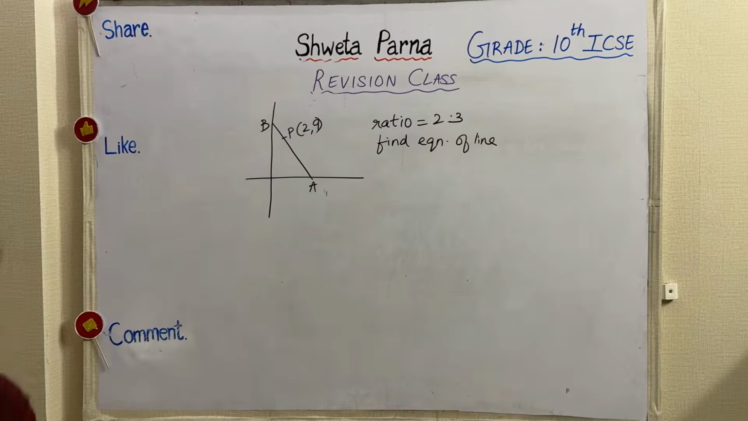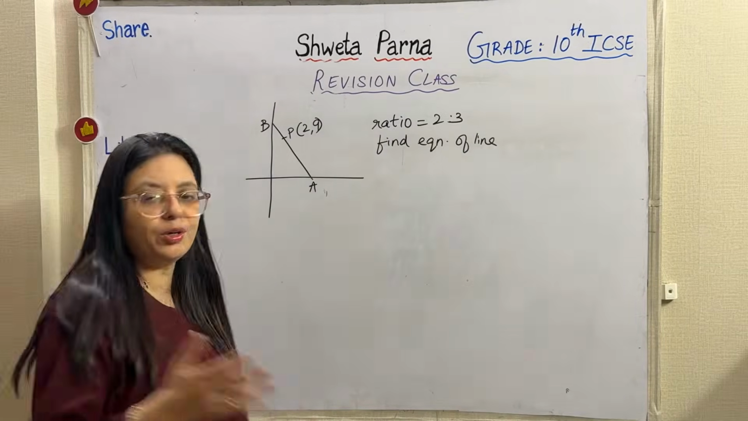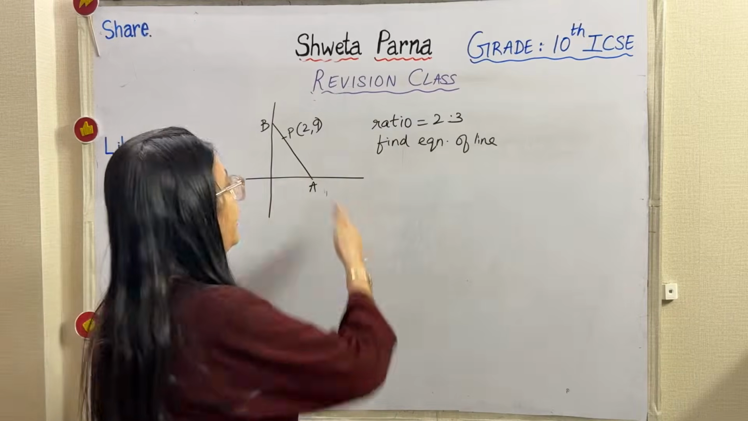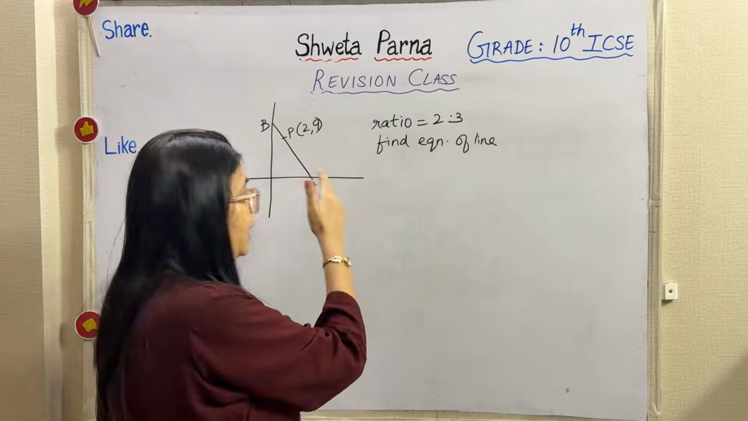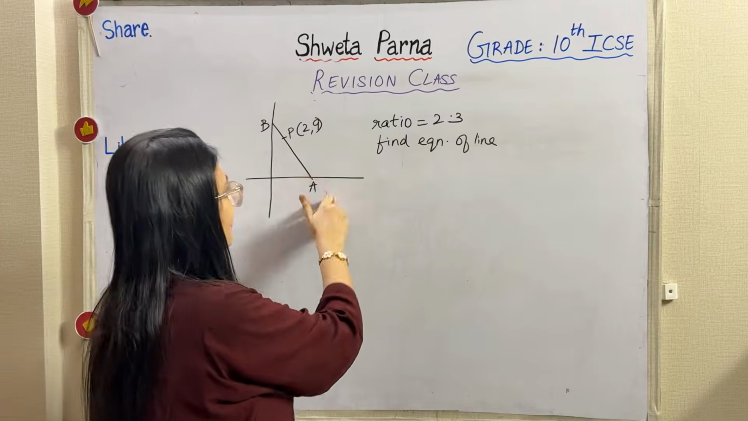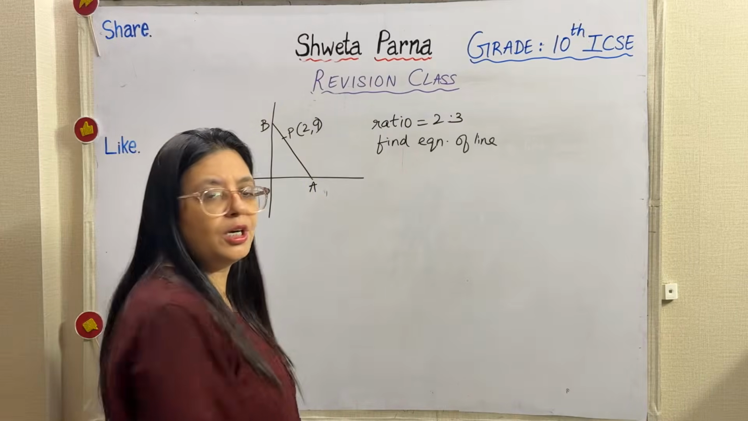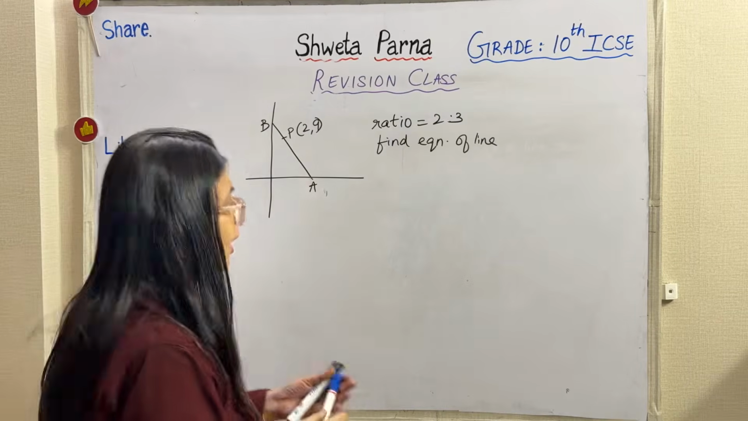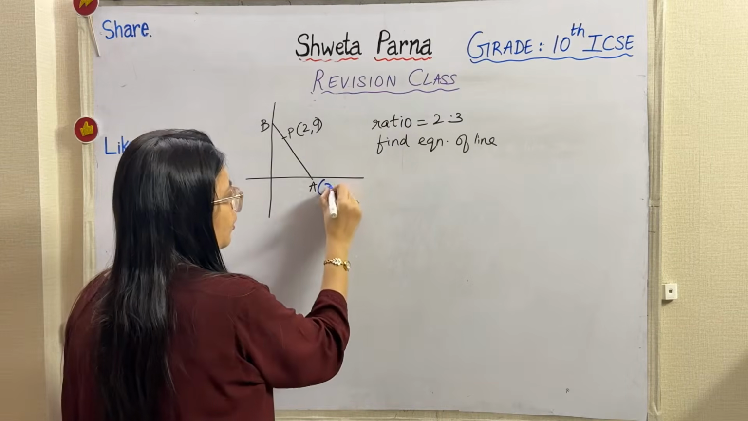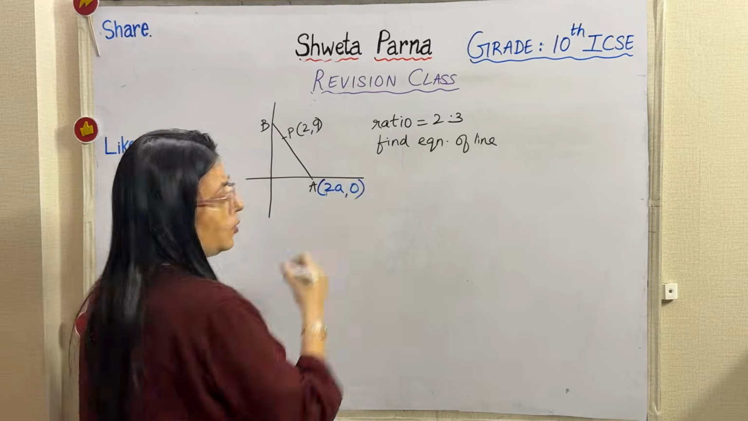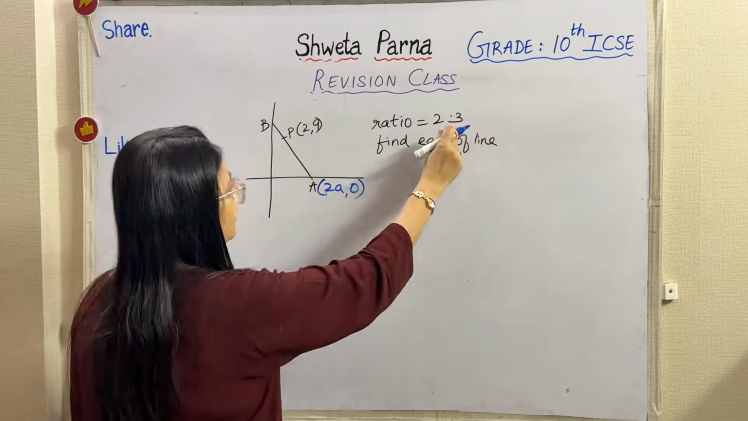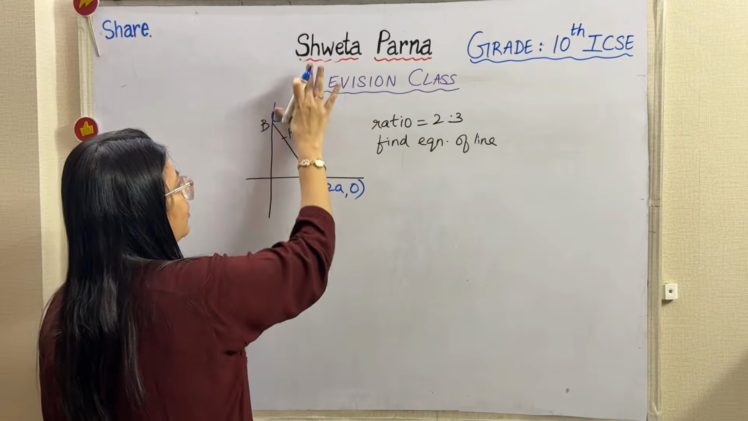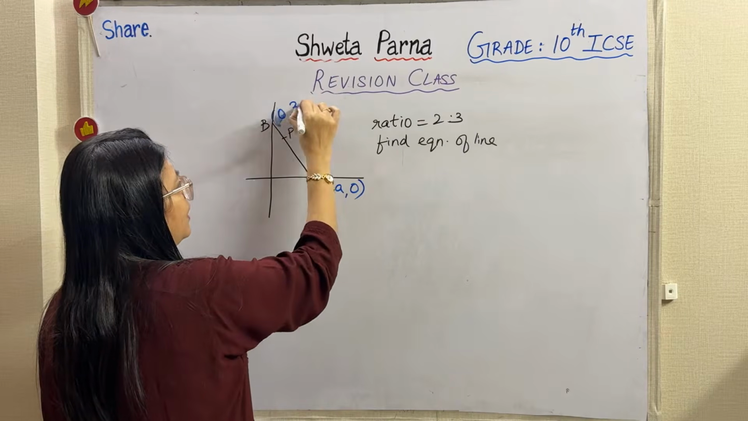See, I'll show you an easier method, children. I know you can use the section formula also, but what did I say? It intersects the x-axis and the y-axis in the ratio 2:3. So let the x-intercept be 2a. So this would be 2a comma 0. And the y-intercept would be 3a. So 0 comma 3a.